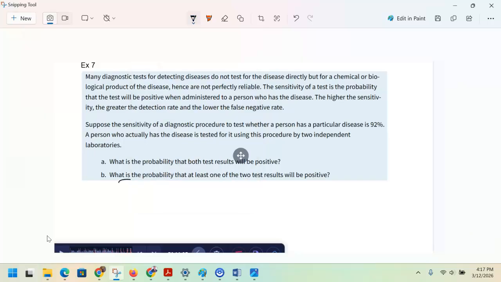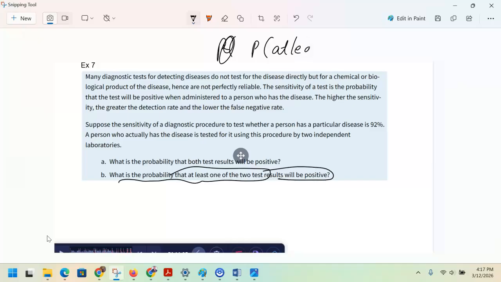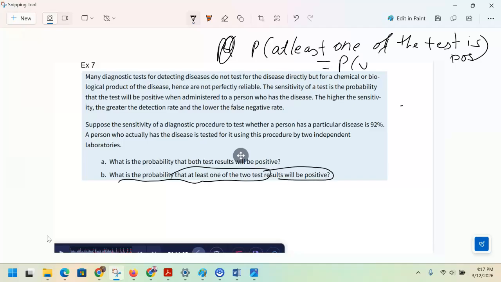The second question is: what is the probability that at least one of the two tests results in positive? What this means is, at least one test is positive, that is, either this or one of the tests is positive. It's the same as saying the probability of A union B.